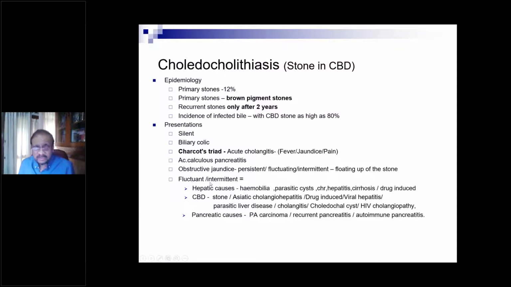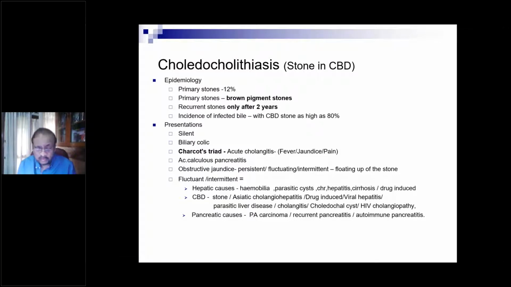Now the difference between fluctuant and intermittent has to be known. A fluctuant basically means that you never reach the baseline serum bilirubin level. That means suppose you had 5 mg%, you will never reach 1 mg%. It could come down to, let's say, 3 mg, then rise again. That is a fluctuant.